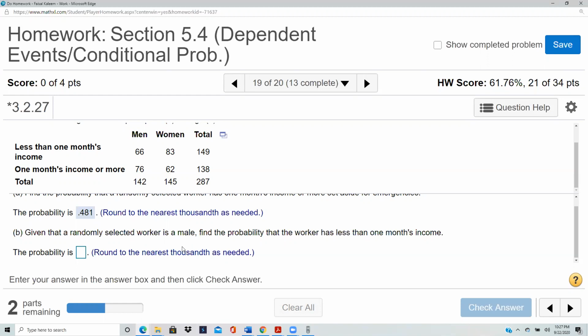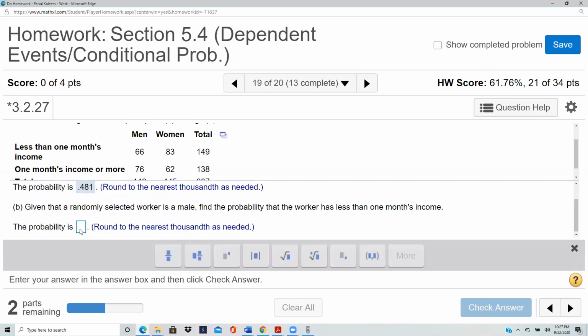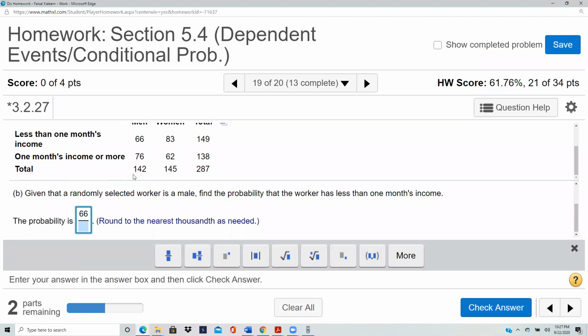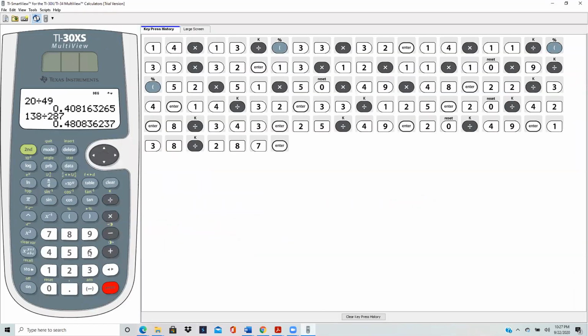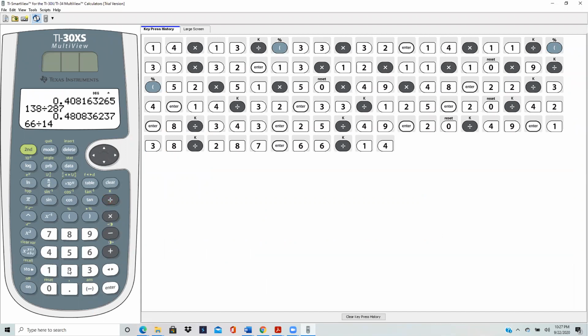So what do we want? Find the probability that a worker has less than 1 month's income. So less than 1 month's income is 66, and the total men are 142. 66 divided by 142 is 0.465.